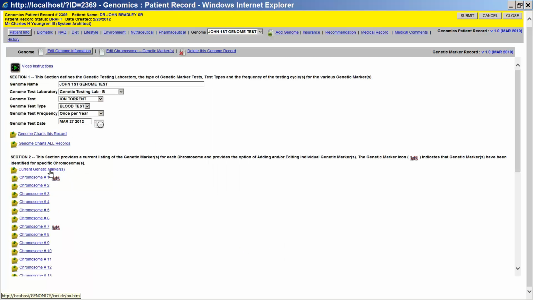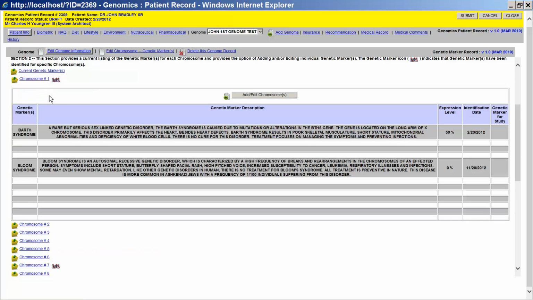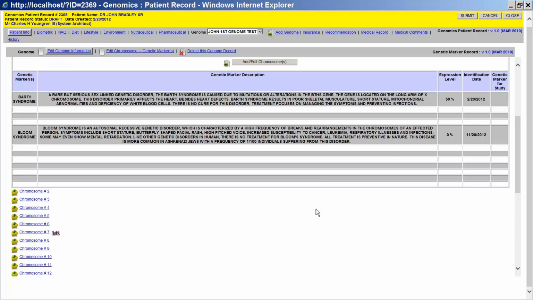We also have information for the current genetic markers as identified for the specific genome test for a particular patient. In this particular case, we have identified chromosome number 1, chromosome number 7, and chromosome number 20 as having genetic markers that have been identified. Within chromosome number 1, we have the various genetic markers, their description, the expression level, and the identification date for a particular genetic marker. We also identify, is a genetic marker available for study? In other words, can we do something about the genetic marker?